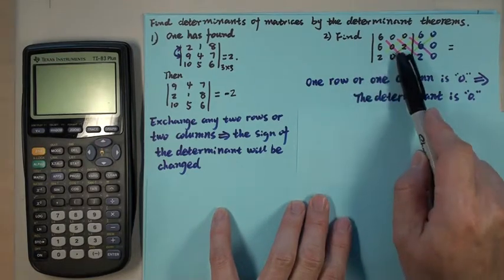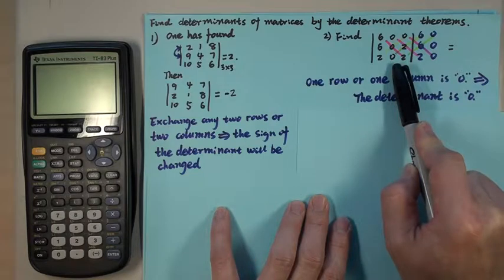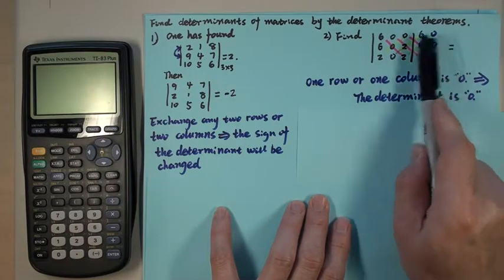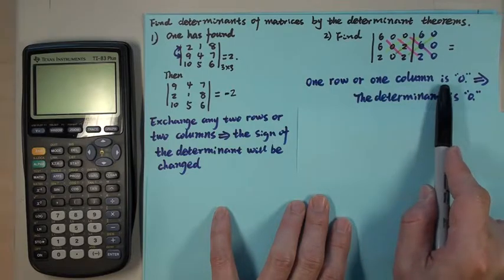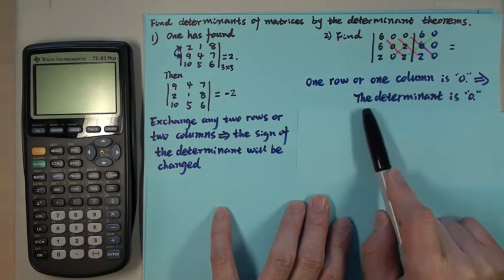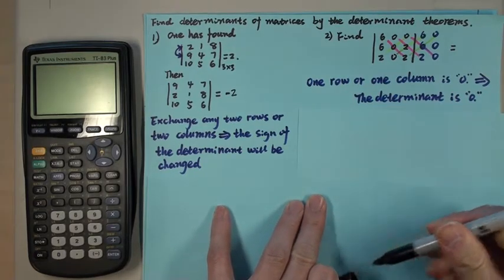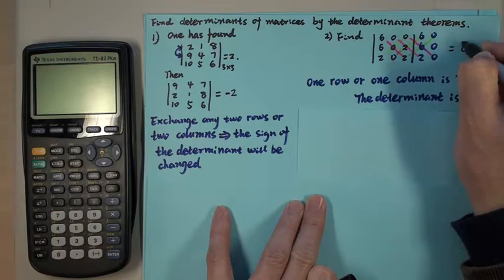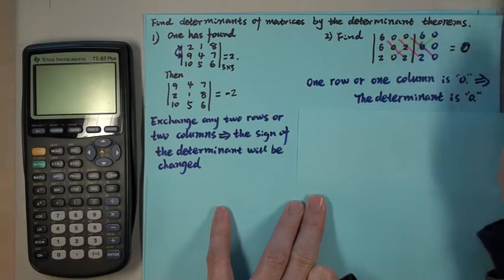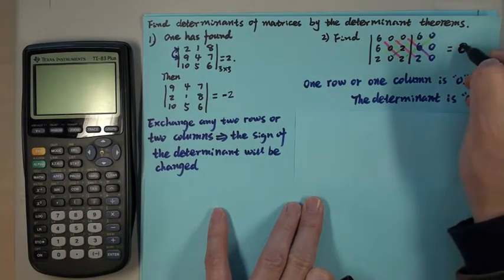Look, down here we have the second column is 0. The determinant theorem says that if one row or one column is 0, then the determinant is 0. So you do not have to calculate really. You just put 0 right here. The determinant equals 0.